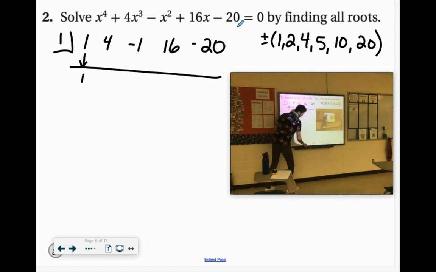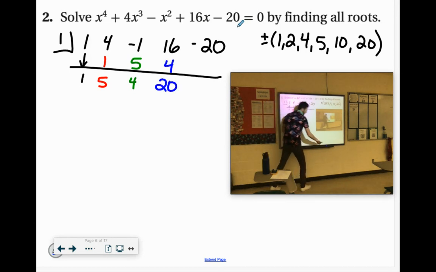1 times 1 is 1. 4 plus 1 is 5. 1 times 5 is 5. Negative 1 plus 5 is 4. 1 times 4 is 4. Plus 16 is 20. Ooh! 1 times 20 is 20 plus negative 20 is 0. Sweet. So we can draw on our video.